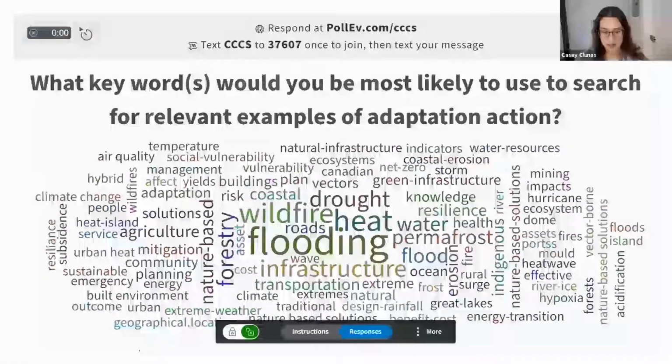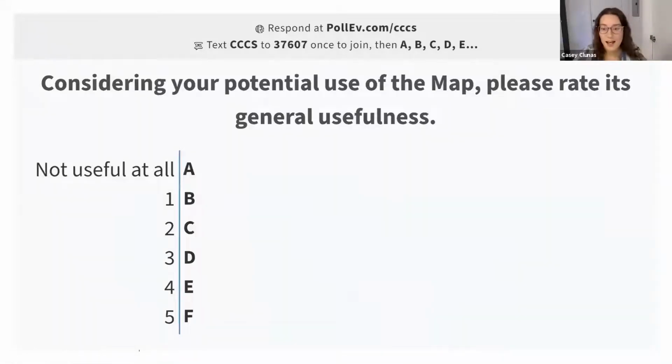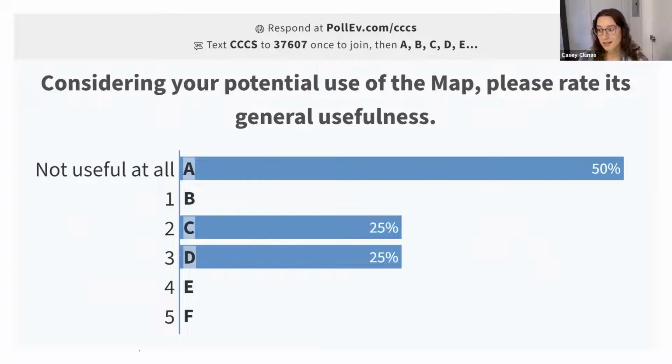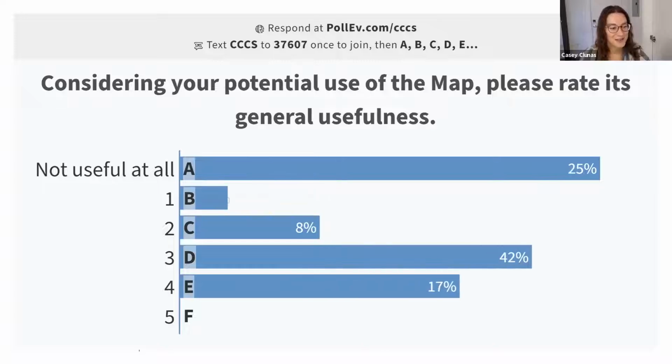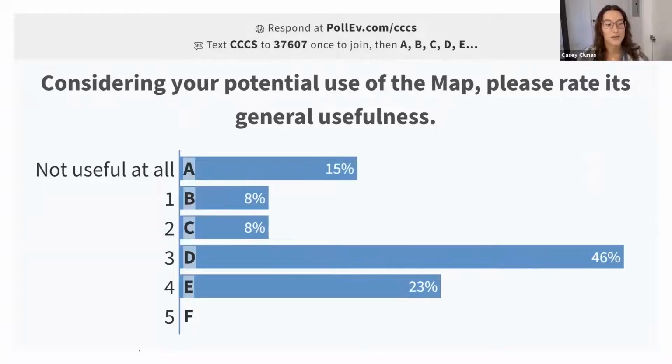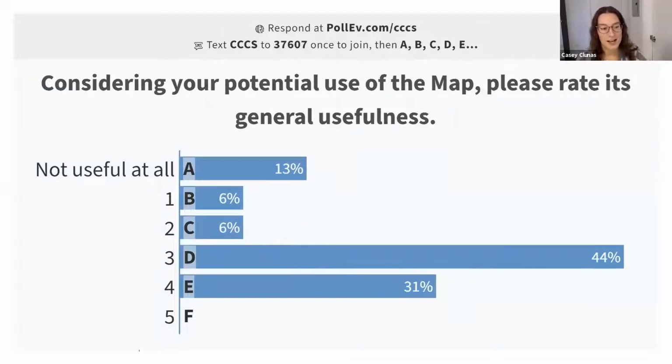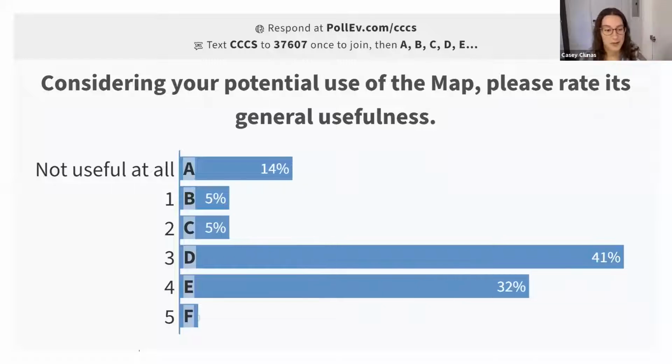All right, I'll move on to the next question here. So considering your potential use of the map, or your use of the map if you already are familiar with it and using it, I'd love to see a rating of general usefulness. And so I see some answers already. I just want to quickly say 5 we consider more useful and 1 we consider less useful. So just consider that as you make your rating.